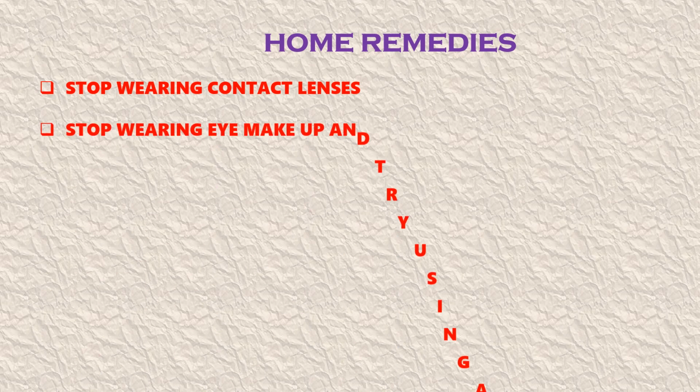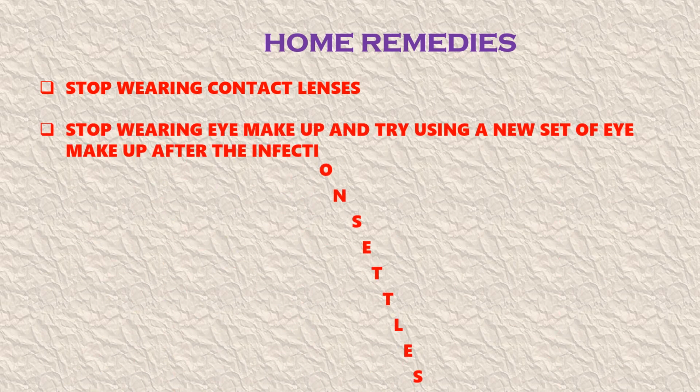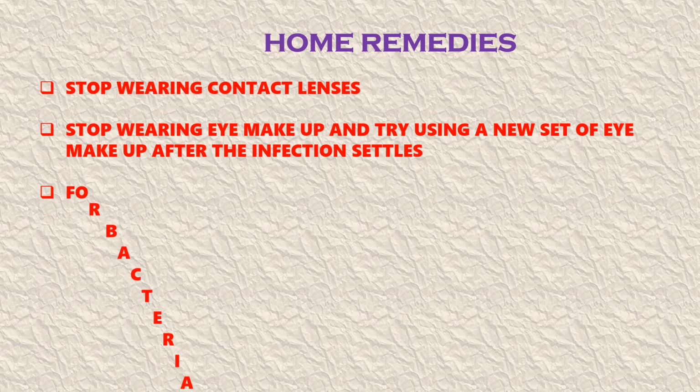Now, let us go through the home remedies and self care measures you can take to get rid of conjunctivitis faster. Stop wearing contact lenses and make sure that you use a new pair of contact lenses once the infection subsides. Stop wearing eye makeup and again try using a new set of eye makeup after the infection settles in order to avoid recurrent infection.